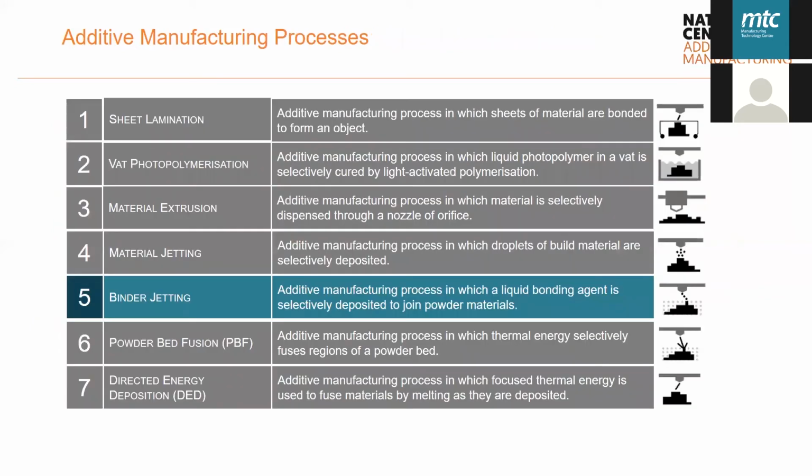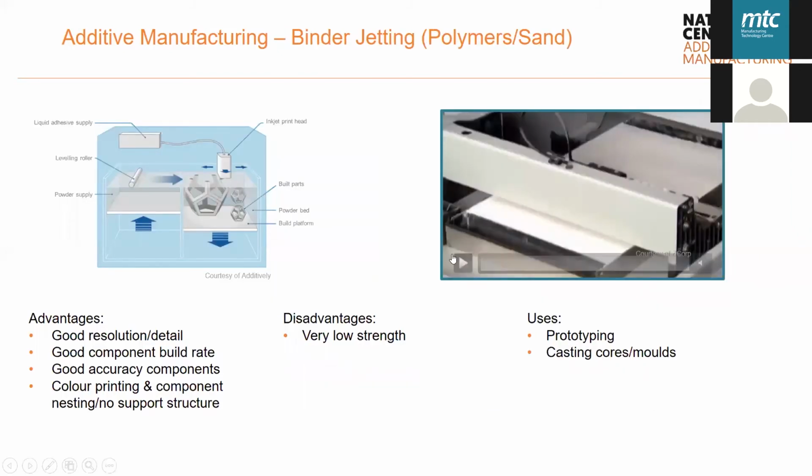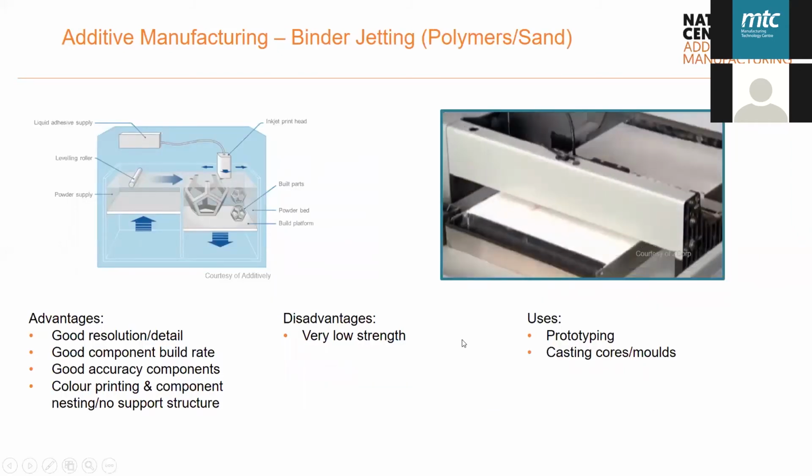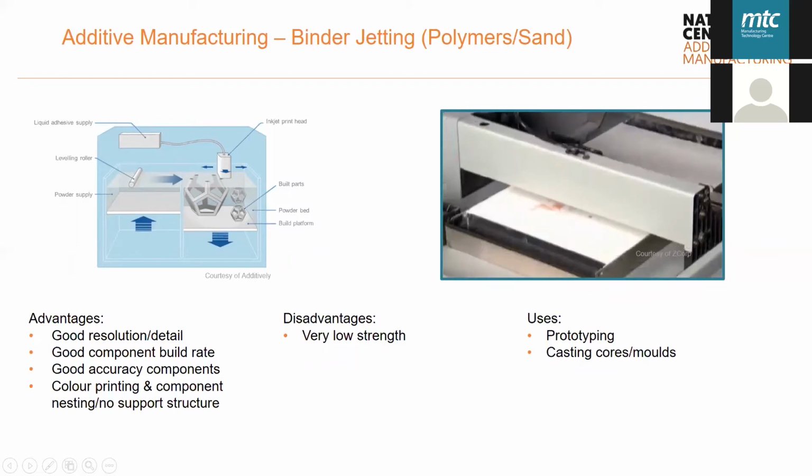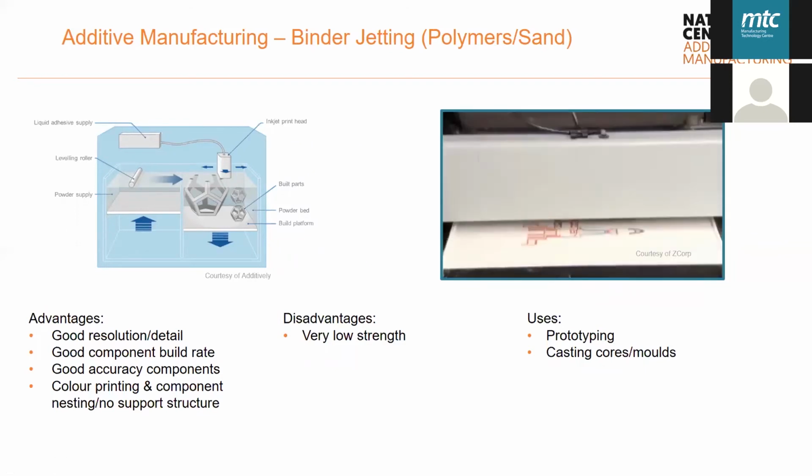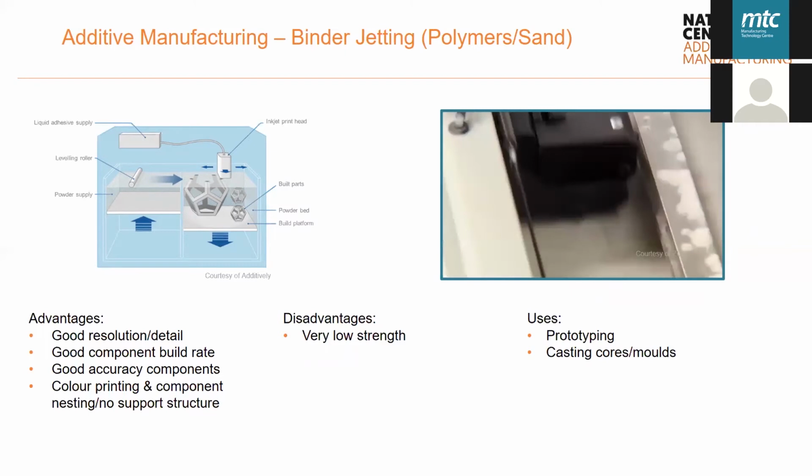So we're going to look at binder jetting. Binder jetting is an additive manufacturing process in which a liquid binding agent or bonding agent is selectively deposited to join powder materials. So, binder jetting of polymers and sand. It's a process in which binder is deposited on either polymer or sand feedstock.